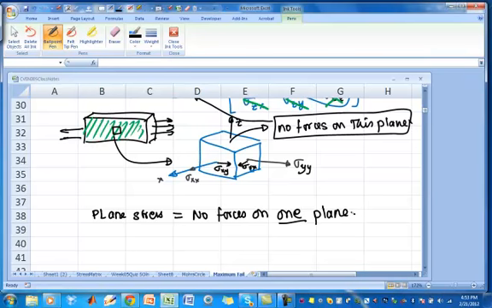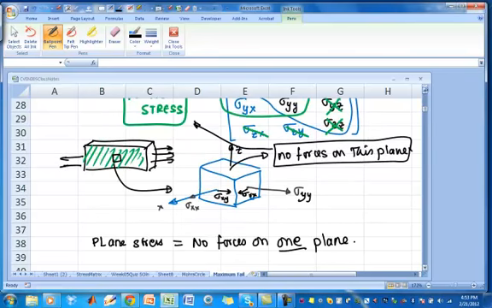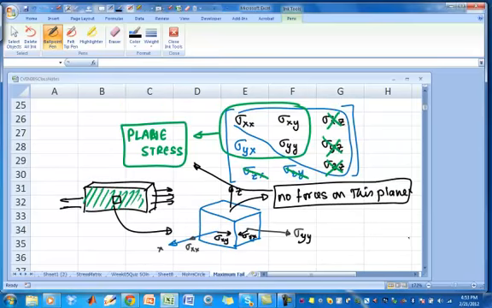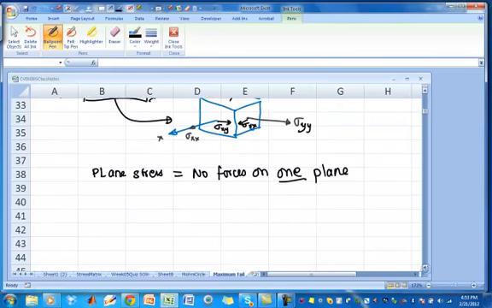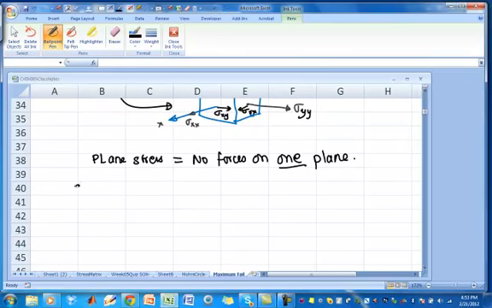Any one plane, if there are no forces, it's called plane stress. If that happens, then this whole thing will get simplified. You will just get a 2 by 2 matrix, not a 3 by 3 matrix. Okay. So far, everything is good. So now let's look at an example.